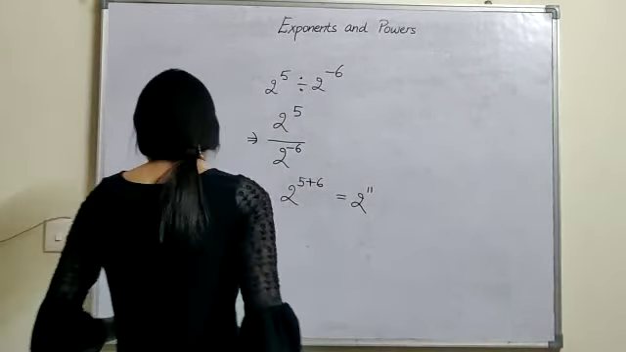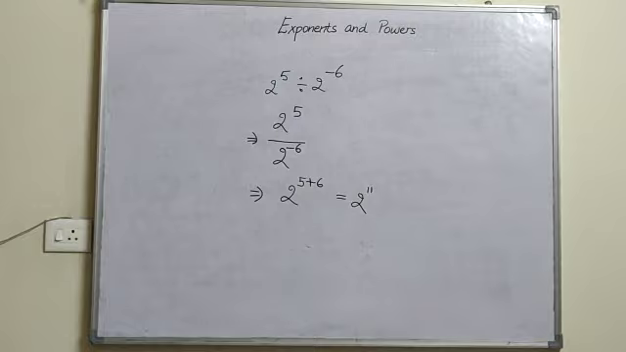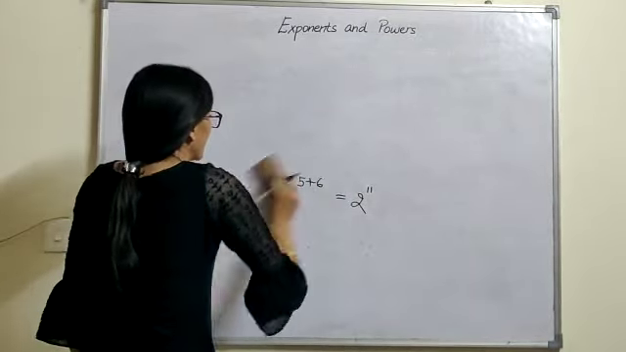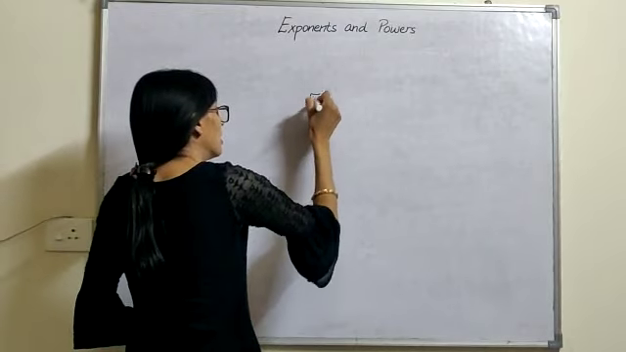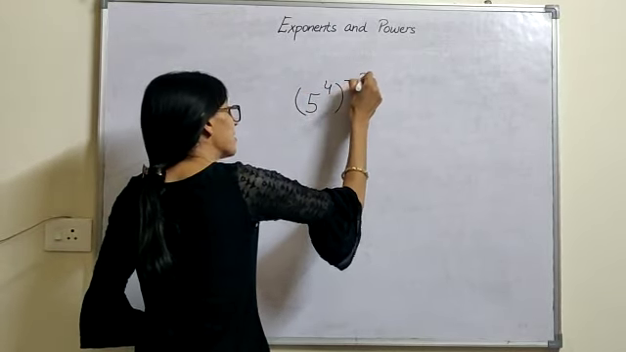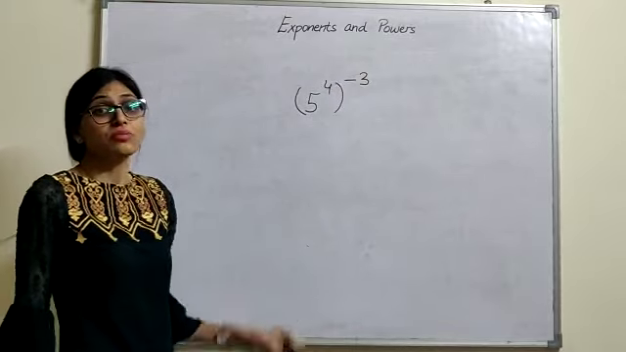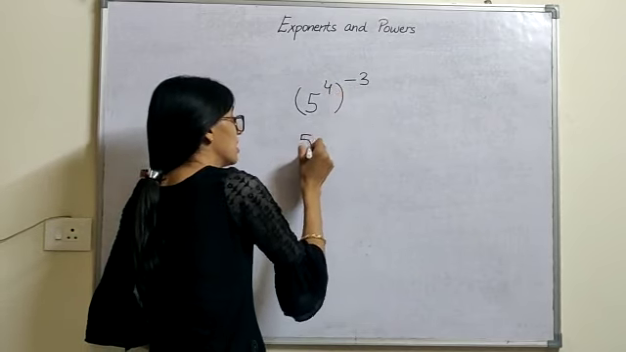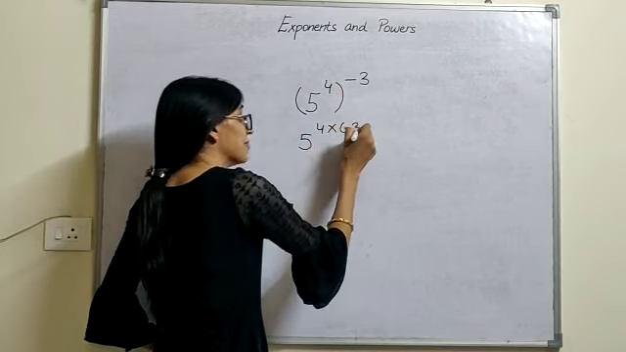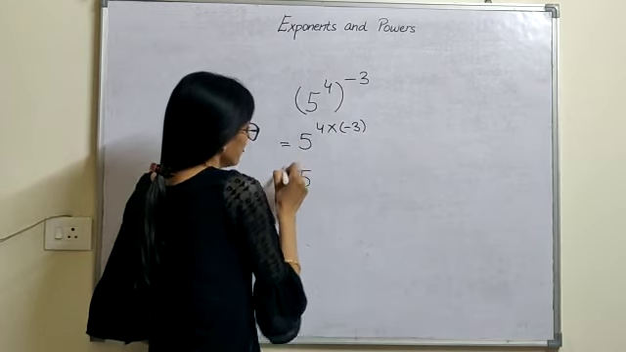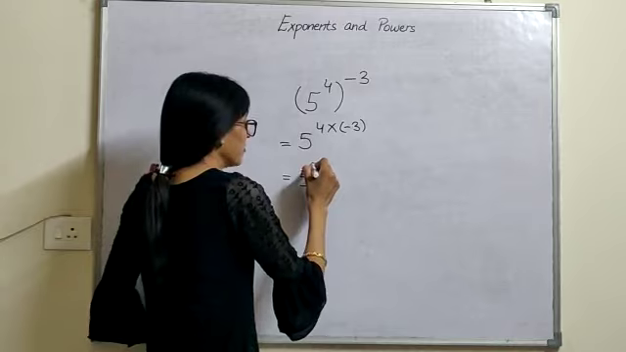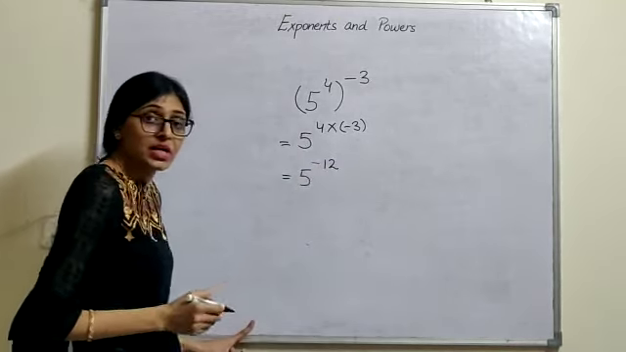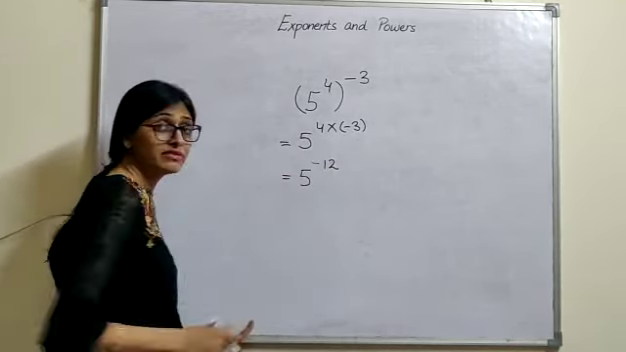Okay. Now, the next question. 5 raised to power 4 whole raised to power minus 3. Suppose a question is given in this form. This is the third law. So what we will do? We multiply these both numbers. So it will become 4 multiply minus 3. We know 4 3s are 12. So it will become 5 raised to power minus 12. This sign is negative, the power sign is negative. We can change into positive by taking it to the denominator.